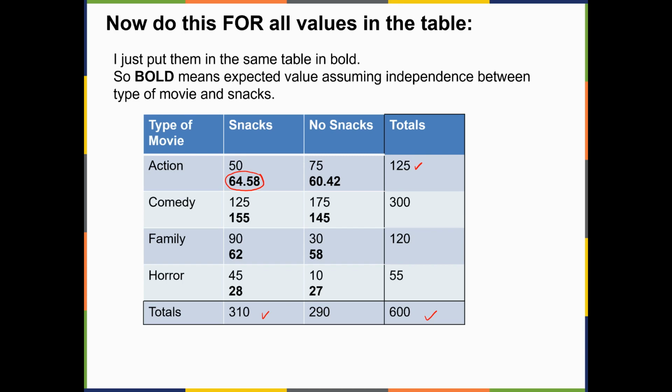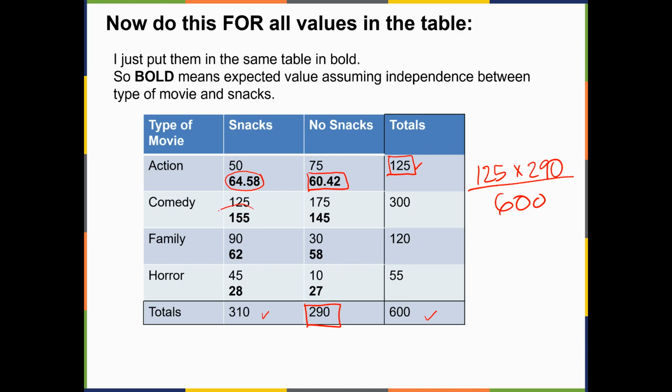All right, let's see where this one came from. I'm going to draw a box around it. 60.42. Well, it's going to be 125 times 290 divided by 600. Grab your calculators, check that out. 125 times 290, divide that by 600, and you get 60.42. So all these boldface values are going to be computed in that way.